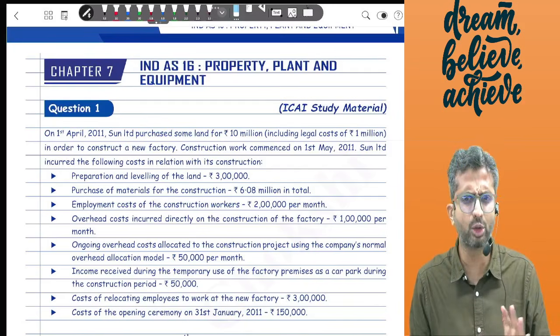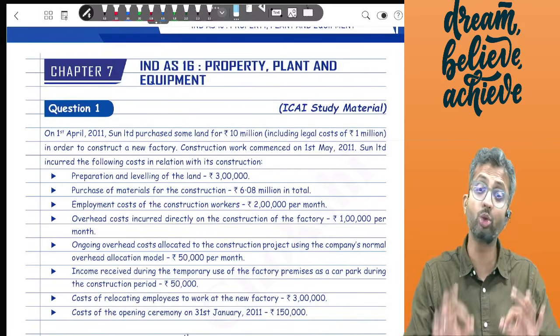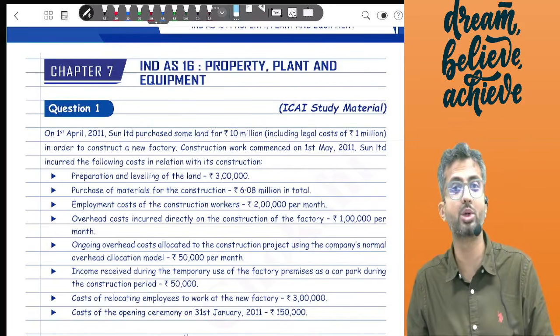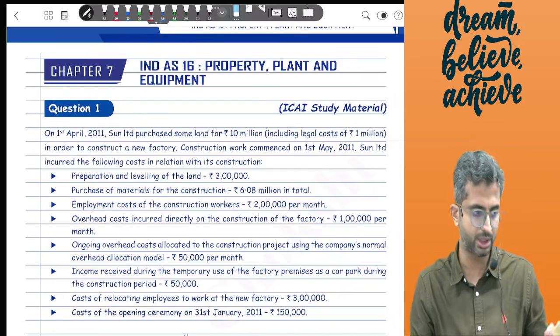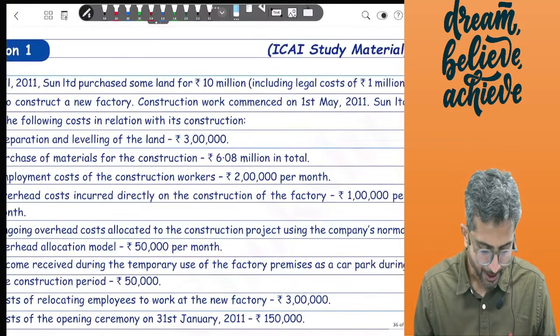So let us quickly review question 1 because it is there in your study material, and then jump on to question 2. From an exam perspective, question 2 is much more exhaustive. So let us review this. This is from your Super 99 file.